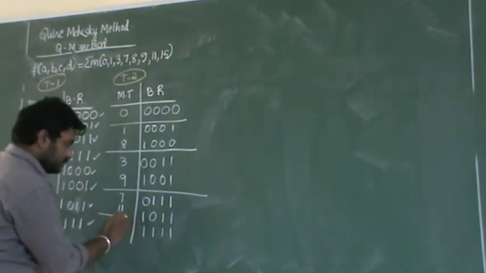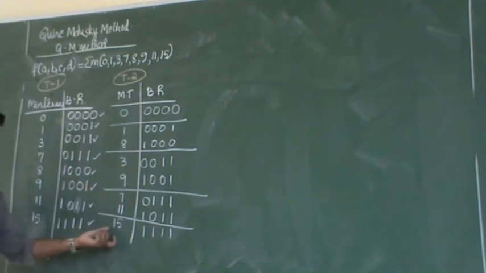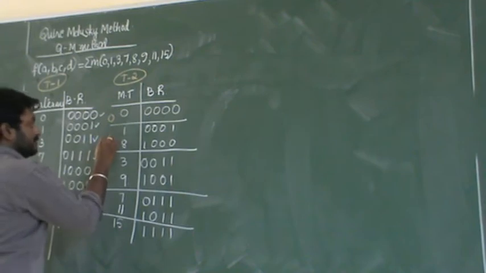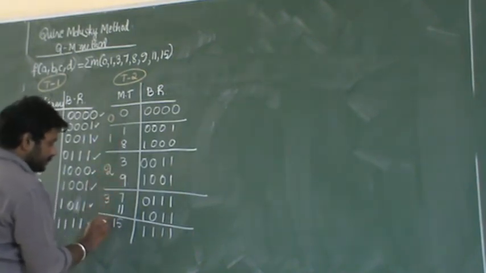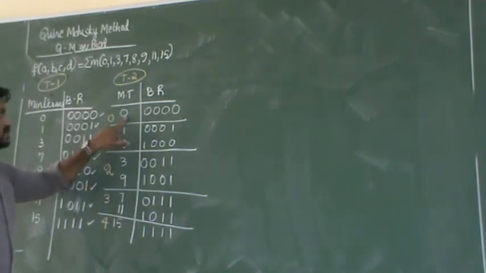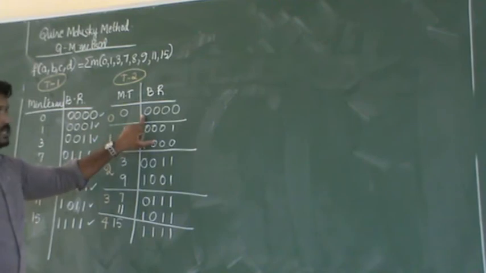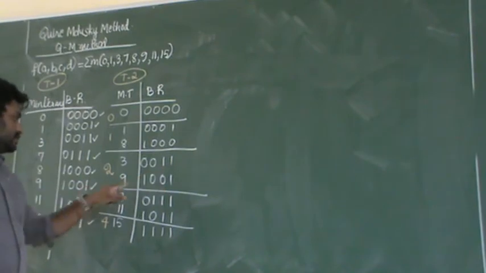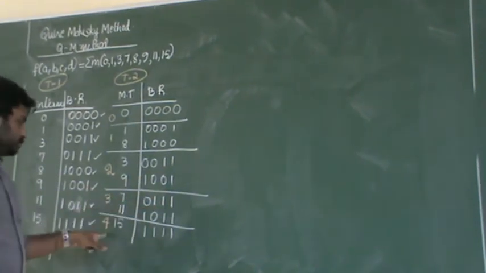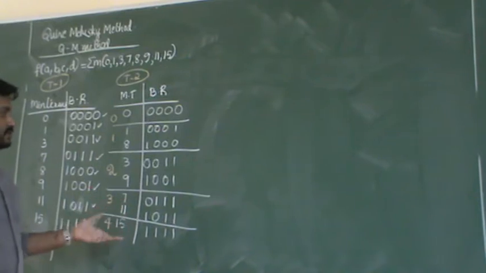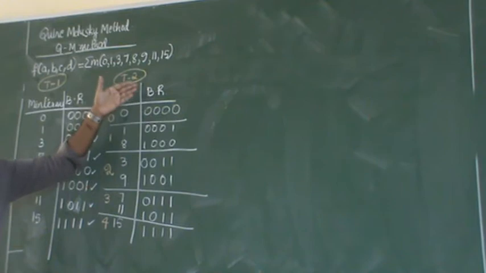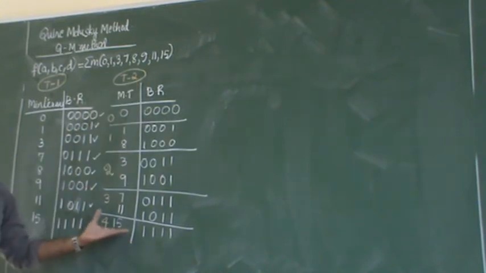So 15 comes in the fourth group. The fourth group has four ones. So totally how many groups are there? 0th group, first group, second group, third group and fourth group. The 0th group has 0 ones, the first group has a single one, the second group has 2 ones, the third group has 3 ones, and the fourth group has 4 ones. So this is how you have to rewrite table 1 as table 2. If you write till here, you will get 2 marks.